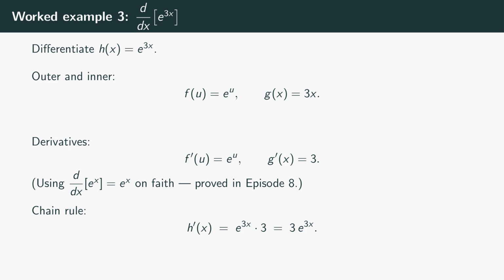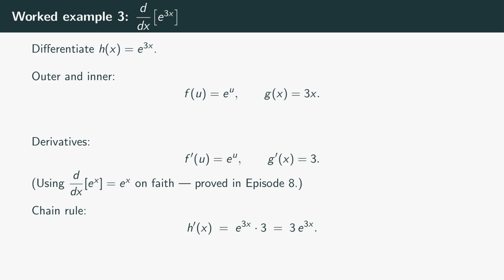Chain rule, outer derivative of inner times inner derivative. E to the 3x times 3. The answer is 3 times e to the 3x. Notice the structure. The derivative of e to the 3x is 3 times e to the 3x. The exponential reproduces itself, and the inner derivative, 3, appears as a multiplicative factor.